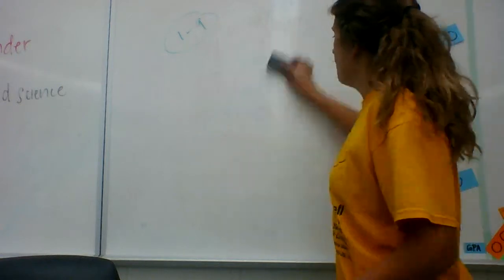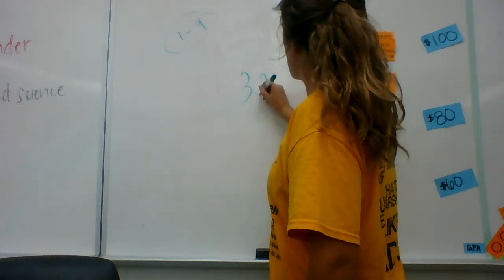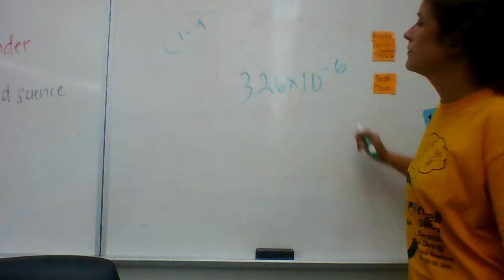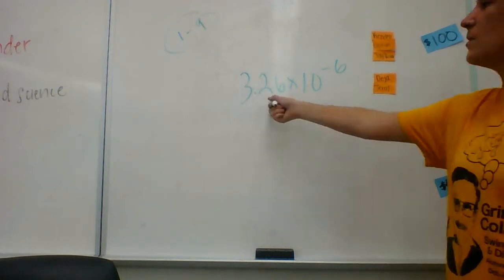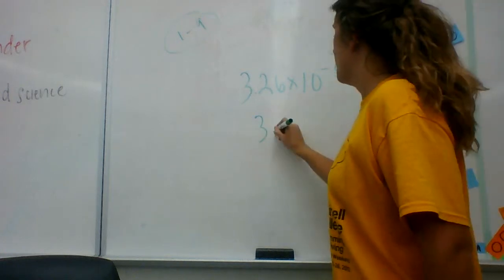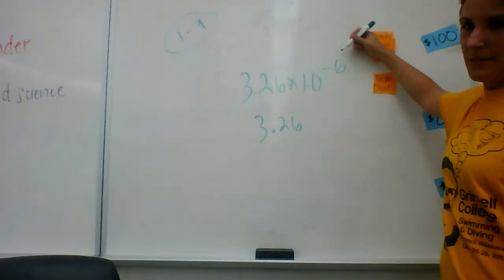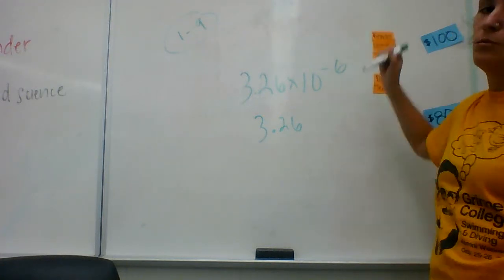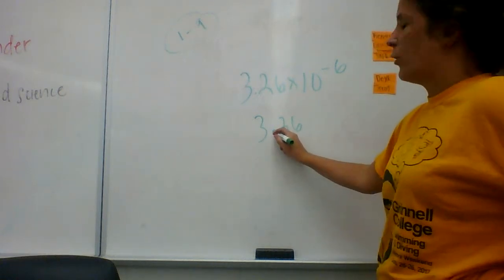Let's try one where our exponent is negative. Let's do 3.26 times 10 to the negative 6. I know that this is in scientific notation because this number here is in between 1 and 9. I'm going to rewrite my number. And this time I'm looking at my exponent. My exponent tells me how many times I am going to move my decimal point. I know I'm going to move my decimal point 6 times.